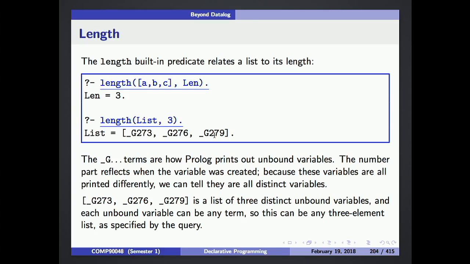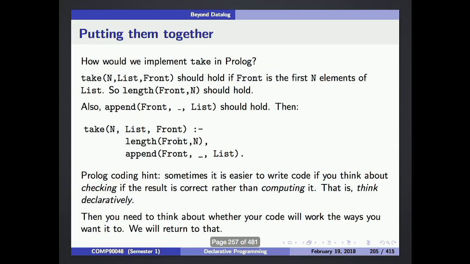Right? And that's exactly the answer. The most general answer I can ask for. If you want to say, give me a list that's length 3, then this is a generic representation of all lists of length 3. Yeah? So any list of length 3 will be an instance of this. Okay. So let's put them together.